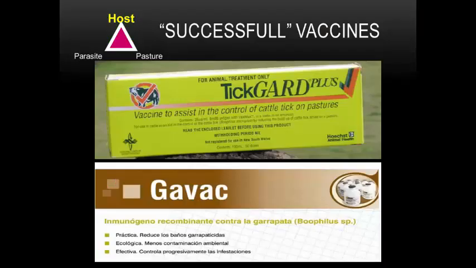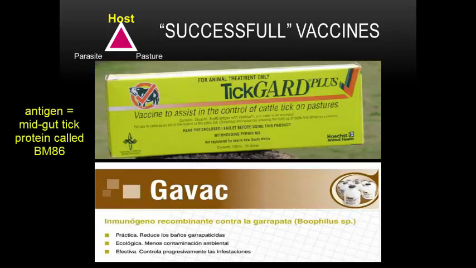Another means to increase the immunity of the host is with vaccines. Believe it or not, there are vaccines against the cattle tick that not only lower the number of ticks on the animal, but also lower their reproductive capacity. In other words, those ticks that still manage to drop as engorged females are going to produce fewer eggs, and many of those are going to be infertile. Here you can see the Australian version, which is marketed as Tick Guard, and the Cuban one, which is known as Gavac.